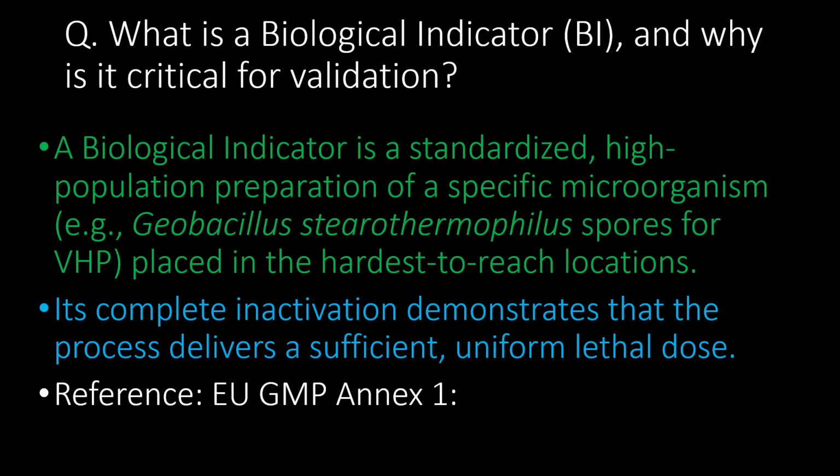What is a biological indicator or BI and why is it critical for validation? A biological indicator is a standardized high population preparation of a specific microorganism, for example, Geobacillus stearothermophilus spores for VHP, placed in the hardest to reach locations. Its complete inactivation demonstrates that the process delivers a sufficient uniform lethal dose. Reference UGMP Annex 1.